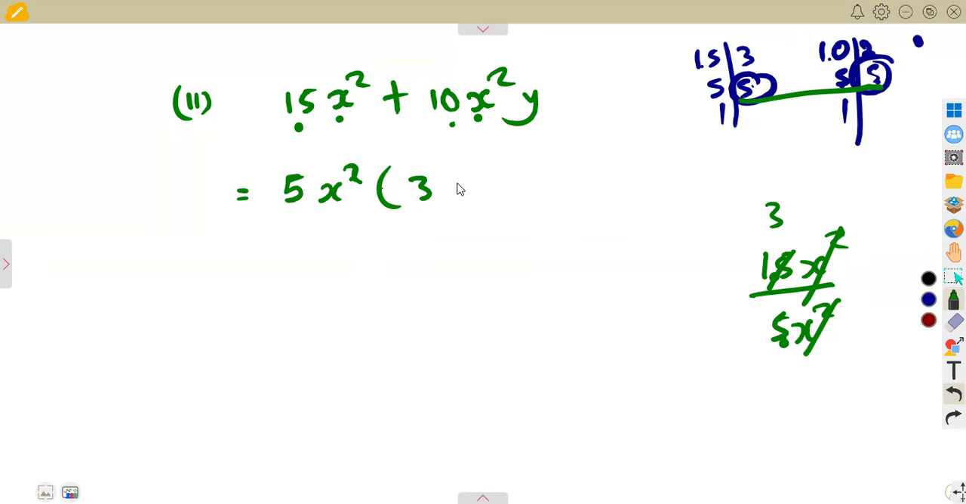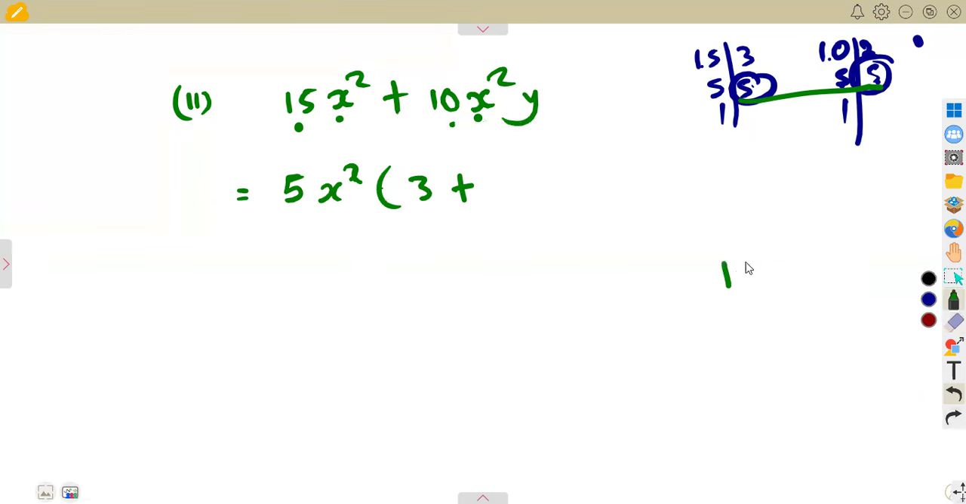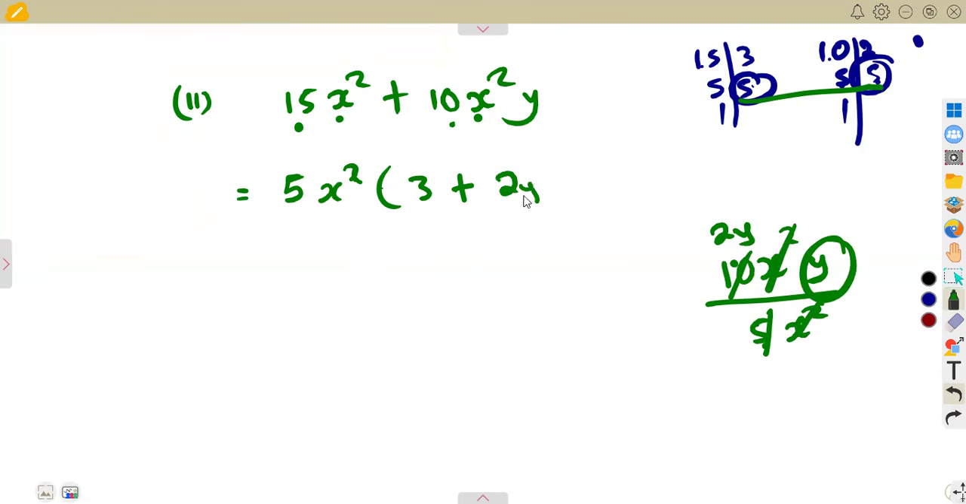All right, you do the same thing on this part, you divide 10x squared y by 5x squared. So this is 10x squared y divided by 5x squared. So this and this will cancel. 10 divided by 5, that's a 2. x squared and x squared cancel. You remain with a y. That's the idea.